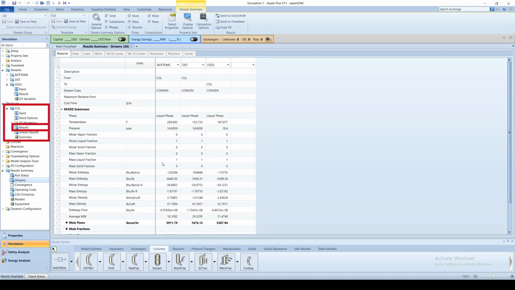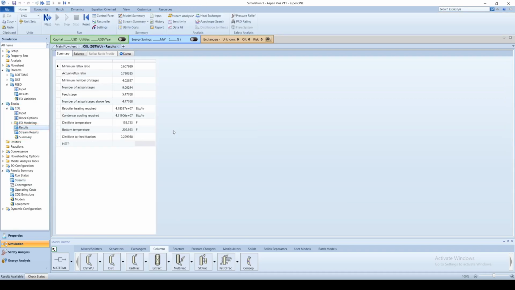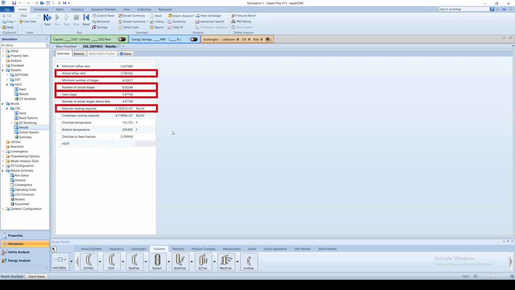Click on the results under the column block on the menu tree to see information about the column. This separation requires 9 stages and a reflux ratio of 0.79. The feed should be located above stage 6. The reboiler heat duty is 4.79 times 10 to the 7th BTUs per hour, and the condenser duty is 4.72 times 10 to the 7th BTUs per hour.